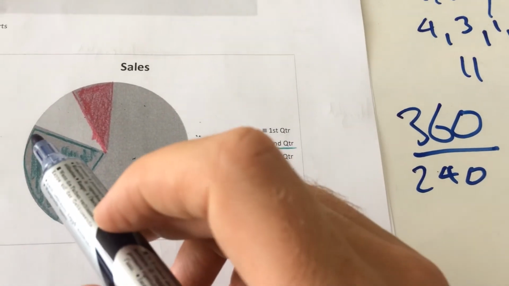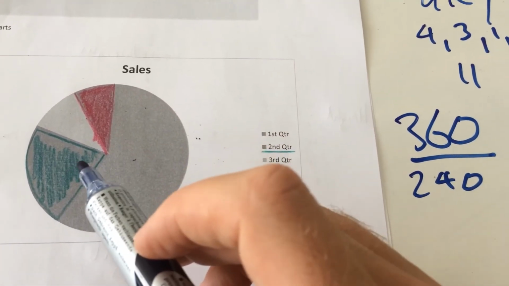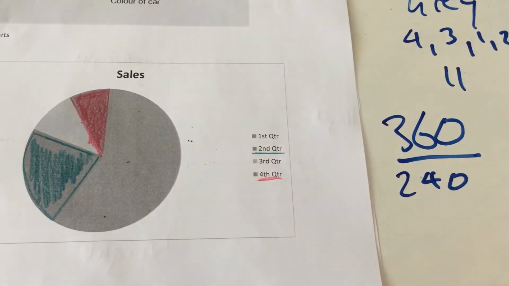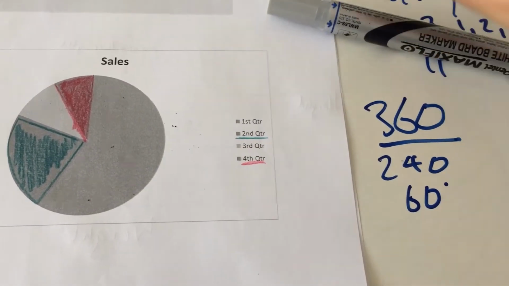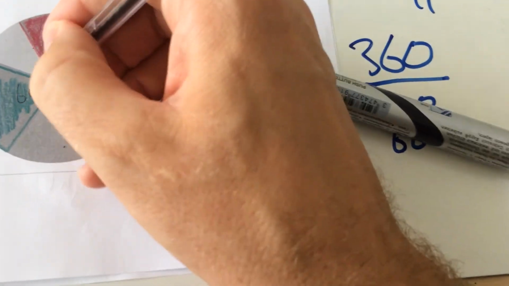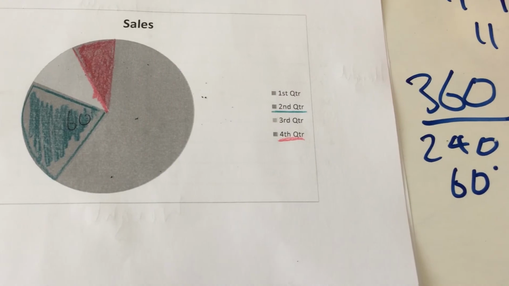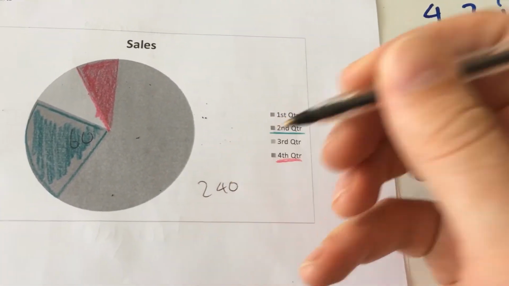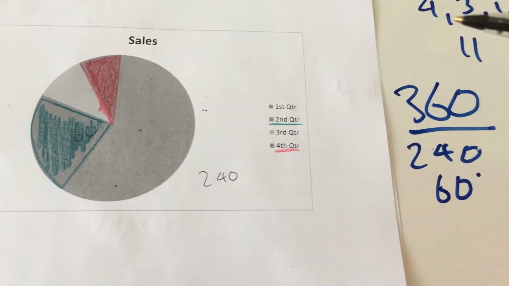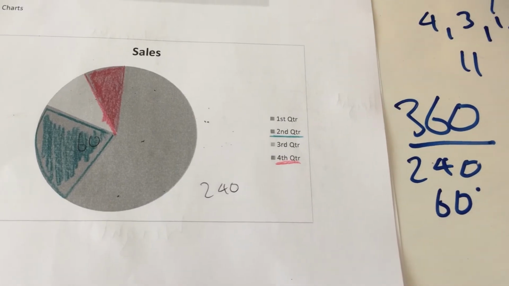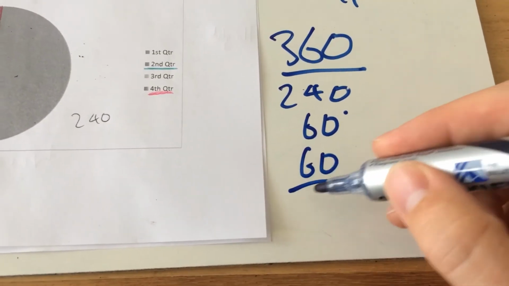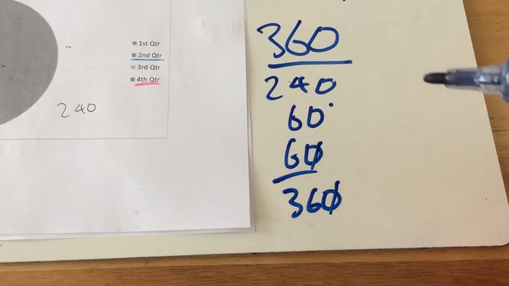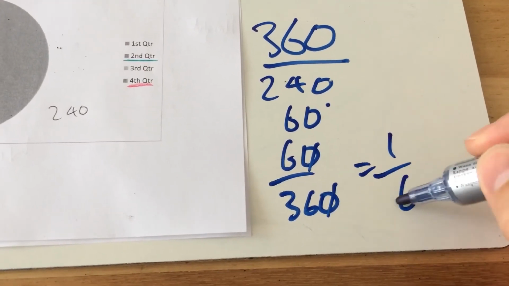Now, say we'd need to use a protractor to measure that, or be told, and say that's 60 degrees. Say the second quarter was 60 degrees, so I can write that in there. Say we're told that, even though it's not to scale, and there's total sales of 240, we would work out what fraction that is of the total. Well, 60 out of 360 is 1/6.